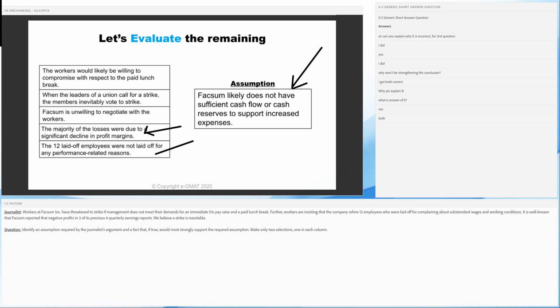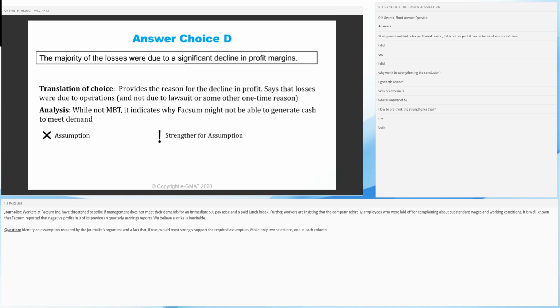The 12 laid off employees were not laid off for any performance based reasons. How does that strengthen this assumption that Faxam does not have sufficient cash flow? Can you see any reason why this would strengthen that? The reason why employees were laid off? Why won't we be strengthening the conclusion? Because that's what the question is saying.